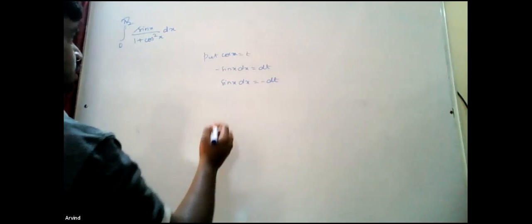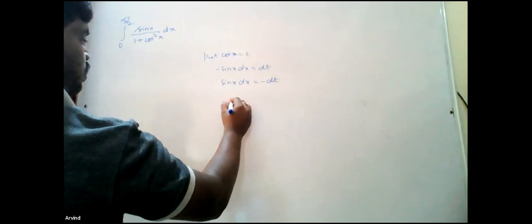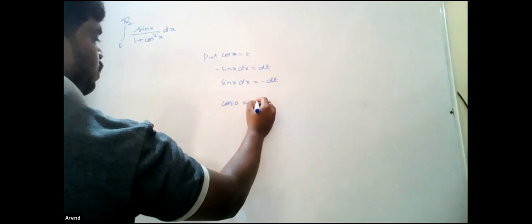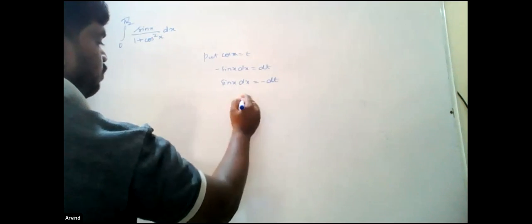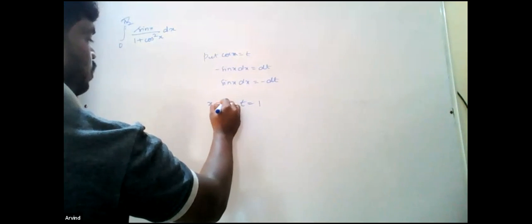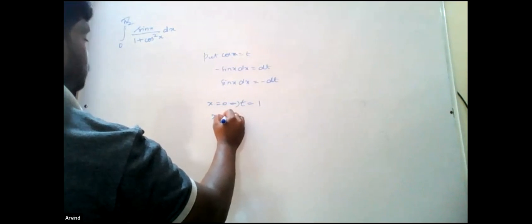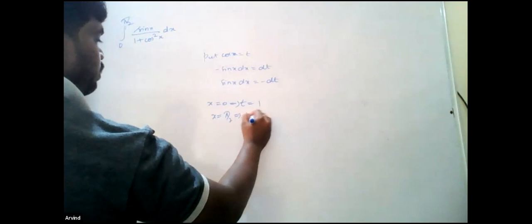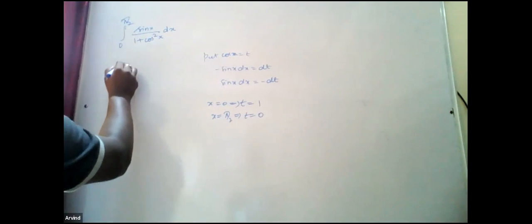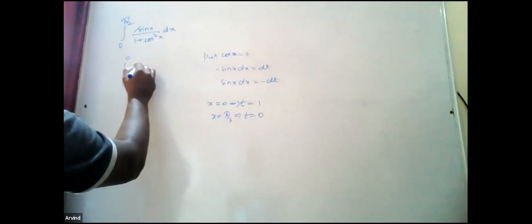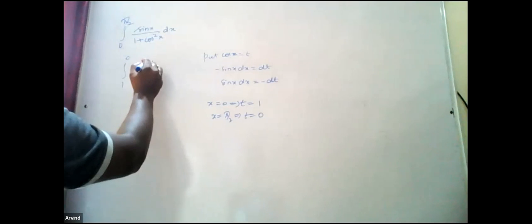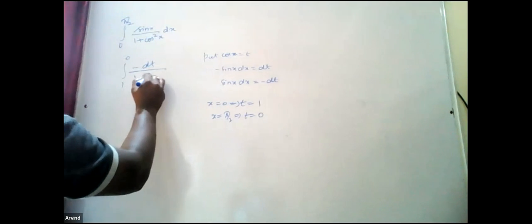Okay, the limits will also change. If x is 0, cos 0 will become 1, so t will become 1. X is 0 implies t is 1. X is pi by 2, t will become 0. So it will become 1 to 0, minus dt. Sin x dx is minus dt divided by 1 plus t square.